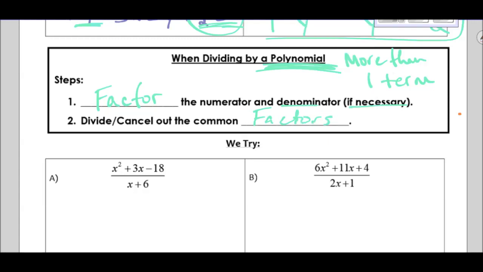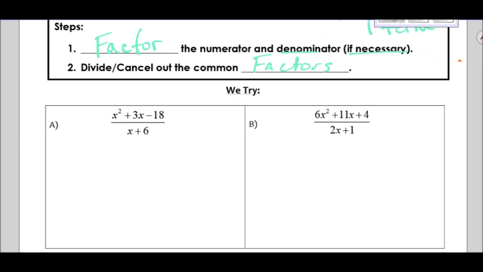So my first step is to factor the top as much as possible and factor the bottom if I need to. I don't have to factor the bottom on this. X plus 6 can't be factored. That's as simple as that gets. But the top can be factored. So my A is 1 here. That means I'm looking for something that's going to multiply to be negative 18. Multiplies to negative 18, and it's going to add up to a positive 3. That combination has to be a positive 6, and a negative 3.